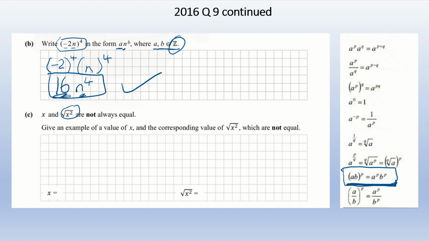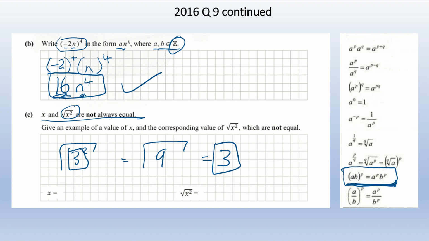So let's say x was 3, and I'll just walk through this so we have a better idea when we're dealing with x. Well, 3 squared is 9, and the square root of 9 is going to give you 3. Now this 3 here is the exact same as the 3 we started off with, but in the question they've told us that x and the square root of x squared are not always equal. Well, in this case they are, so we're in a bit of trouble.